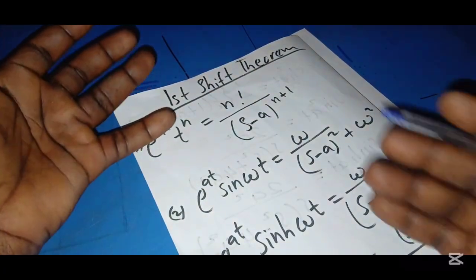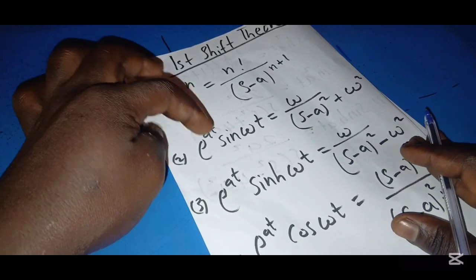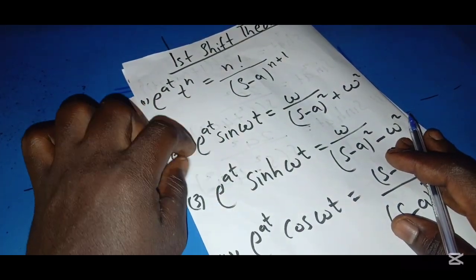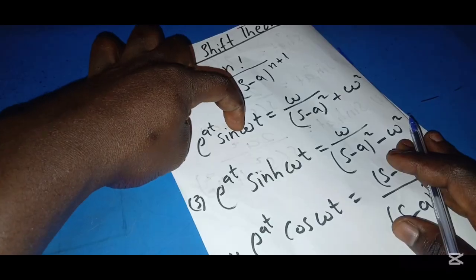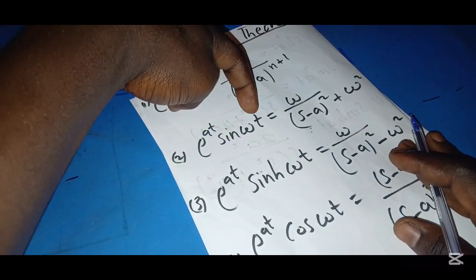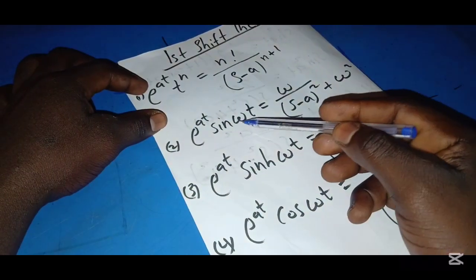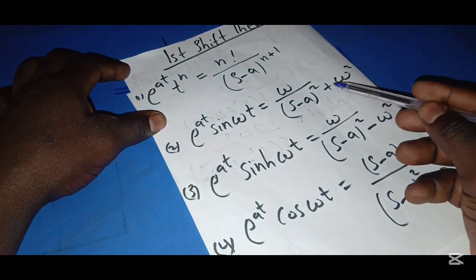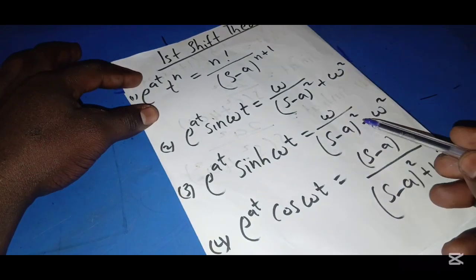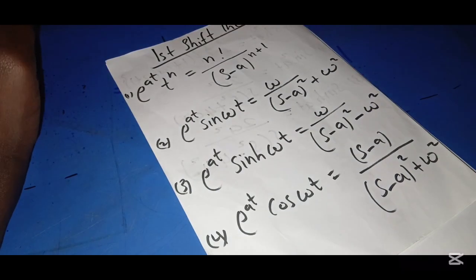It means that we have two functions: an exponential function multiplying an algebraic function, or a sine function or a cos function. If it's a sine function, either sinh omega t or sine omega t, right? So if it is just omega t, then we have plus here, right? But if it is h omega t, we have minus here, right? Take all those things into consideration.